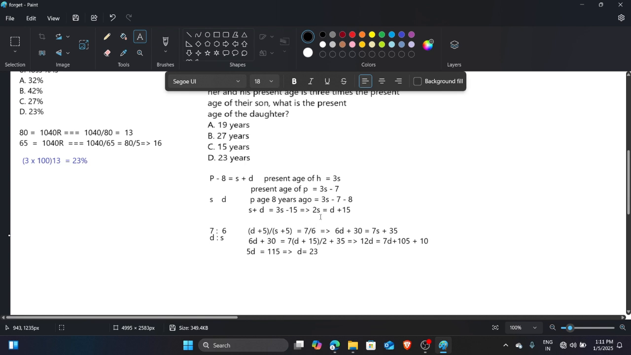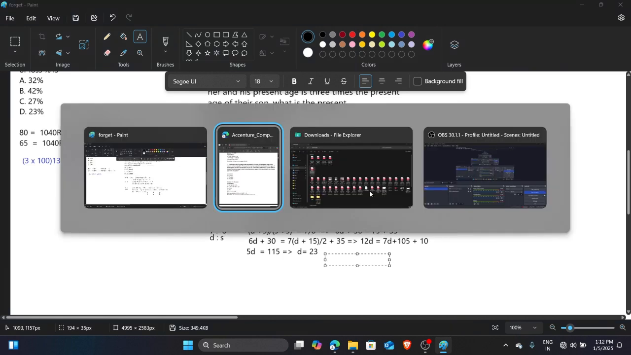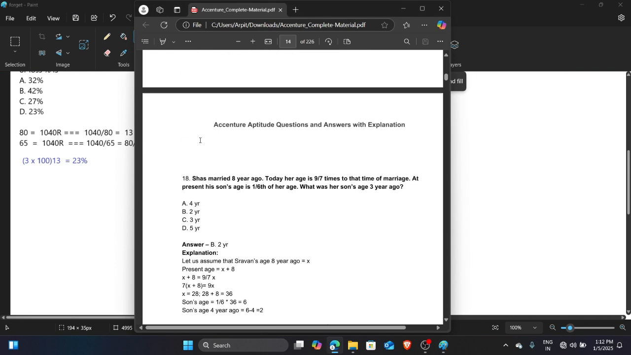The value of s is nothing but d plus 15 by 2. So I put d plus 15 by 2 into this equation. When I solve this equation, I get 23, and that is the answer to this question. It is a little bit long, but no problem. You can do it, solve it, and understand it also. If not, then please comment the question number and your doubt. I will make a separate video on it. Okay, thank you. Now the next question.